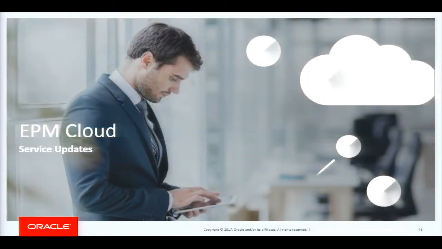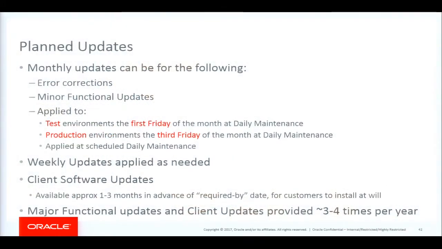Okay. Service updates happen at daily maintenance. They happen on the test environment the first Friday, mostly, of every month, and on the production environments on the third Friday of every month. You don't have to do anything about it. We give all the service administrators at least a week's notice that they're coming in, and then there is a what's new document that if you haven't read, you should be reading. It's on cloud.oracle.com/readiness, and then look for EPM.